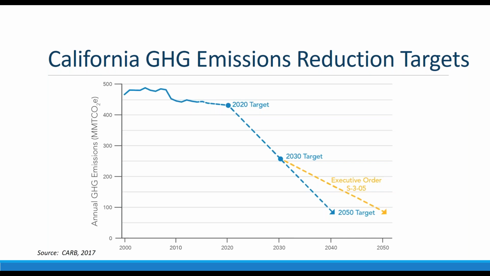Executive Order S-3-05 established a goal of achieving 80% greenhouse gas emissions reductions by 2050. But the science tells us we need to do more and we need to do it faster. The blue dotted line shows that if we were to carry forward the rate of reductions to achieve the 2030 target, we could achieve the 80% below 1990 levels greenhouse gas reduction goal 10 years ahead of the executive order.